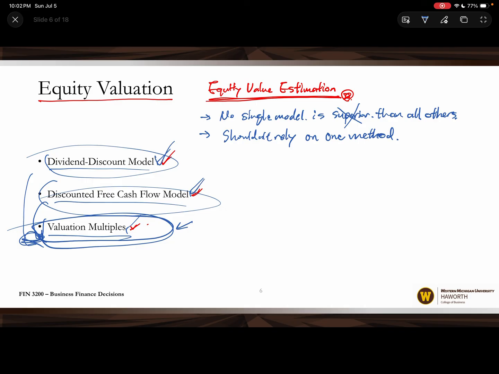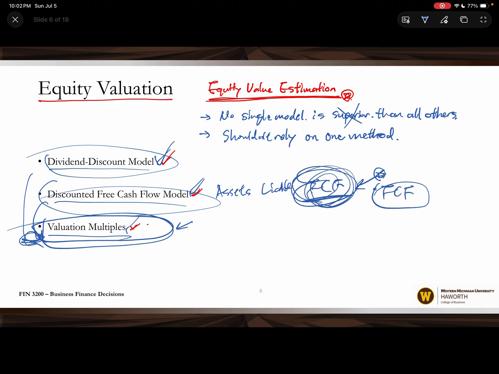For the discounted free cash flow model, you have to know the assets and liabilities, and to calculate the free cash flow, you also need information. We might not get to this chapter, but there's a way to estimate free cash flows from the financial statements. Unless you have all the details, you cannot apply these models. Publicly listed firms have a lot of details, but some private firms might not have information. In that case, we're going to use valuation using multiples.